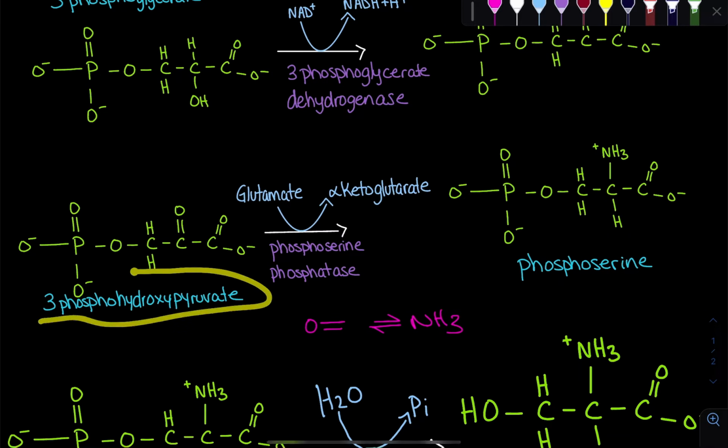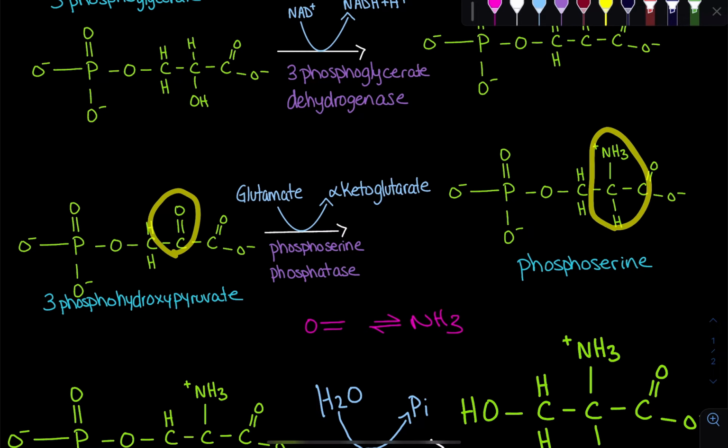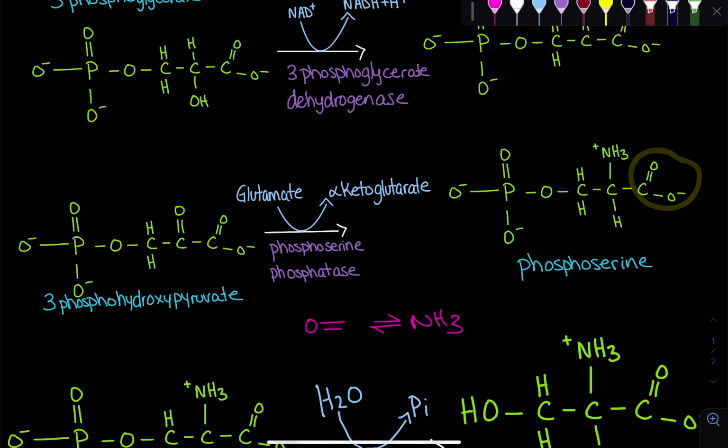So the 3-phosphohydroxypyruvate will gain that amino group right over here. So now we've got phosphoserine. We're almost there. We've got our alpha carbon, we've got our carboxyl group, we've got our amino group. Now we just have to figure out the situation right over here. We need to get rid of this phosphate. And when we get rid of this phosphate, we'll be left with serine.